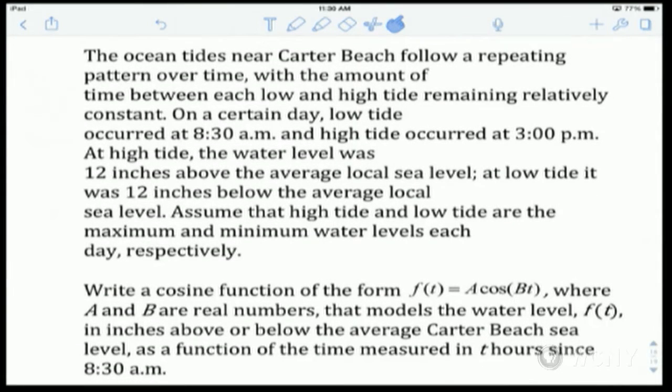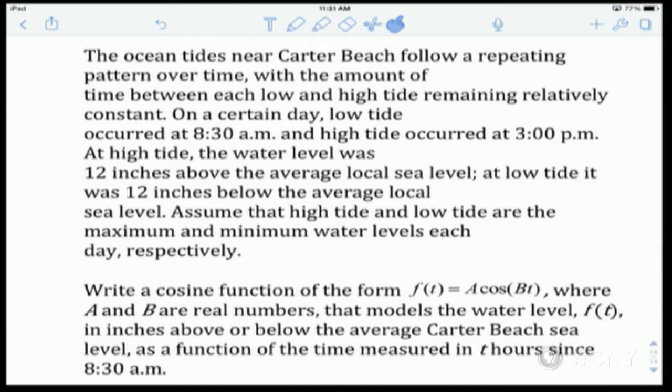The ocean tides near Carter Beach follow a repeating pattern over time, with the amount of time between each low and high tide remaining relatively constant. On a certain day, low tide occurred at 8:30 a.m. and high tide occurred at 3 o'clock p.m. At high tide, the water level was 12 inches above the average local sea level. At low tide, it was 12 inches below the average local sea level. Assume that high tide and low tide are the maximum and minimum water levels each day, respectively.